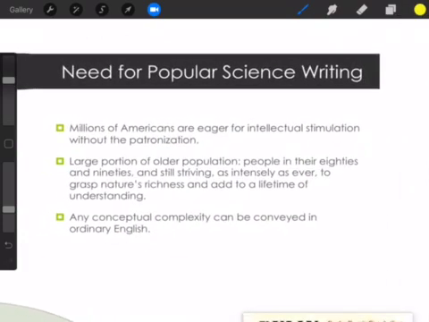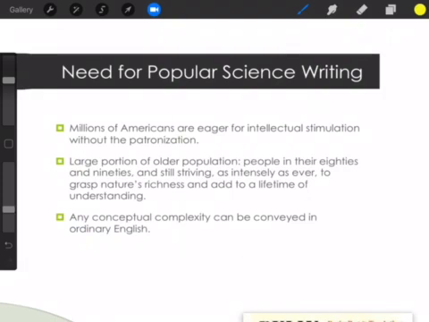So Gould says that there is a need for popular science writing, which he was early to this idea. Now it's pretty well accepted that this is an issue that we need to solve, which is why many of you have opted to take this course or your advisors have said it's a good idea to take this course.